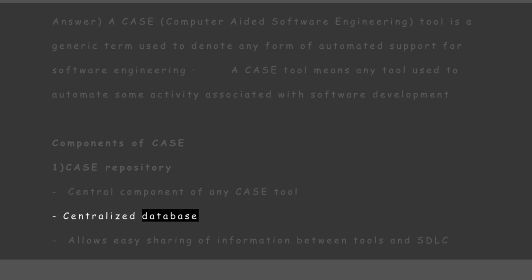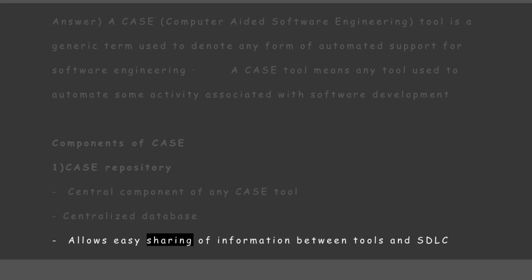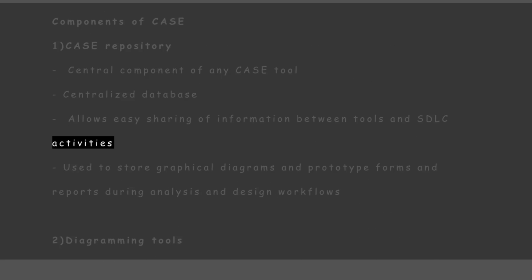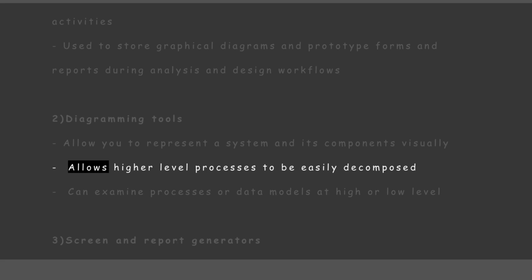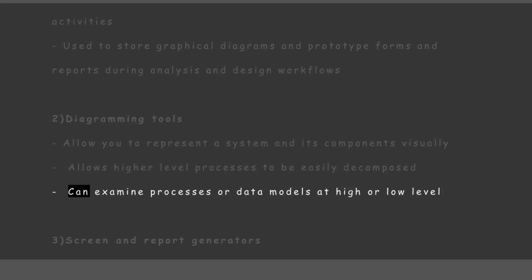Centralized database. Allows easy sharing of information between tools and SDLC activities. Used to store graphical diagrams and prototype forms and reports during analysis and design workflows. 2. Diagramming tools. Allow you to represent a system and its components visually. Allows higher level processes to be easily decomposed. Can examine processes or data models at high or low level.